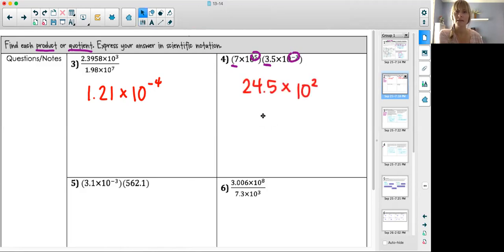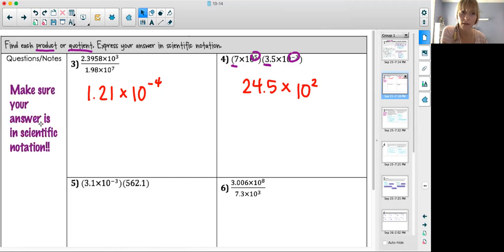And a lot of you write that down and go, yeah, I feel good about that. Moving on. Wait, stop. Are you really done? Let's all put a note off to the side. See over here, questions and notes. You are going to write right there something really important that I want you to remember. Ms. Johnson worked on this with you last week. You always need to check. Make sure your answer is in scientific notation.